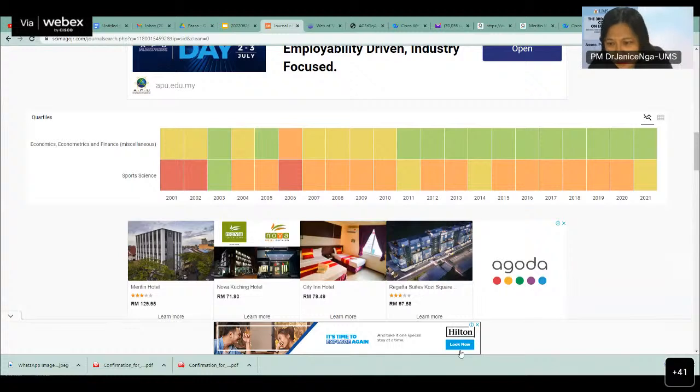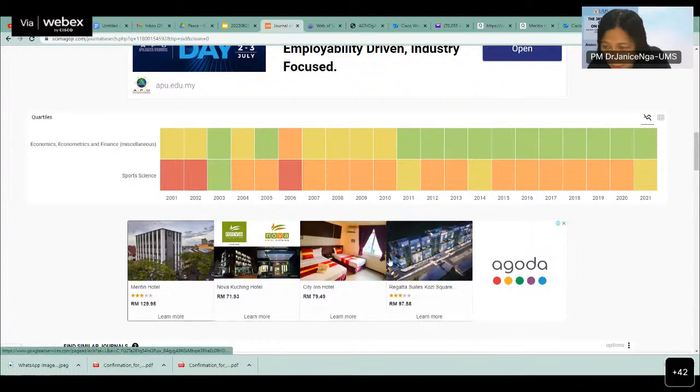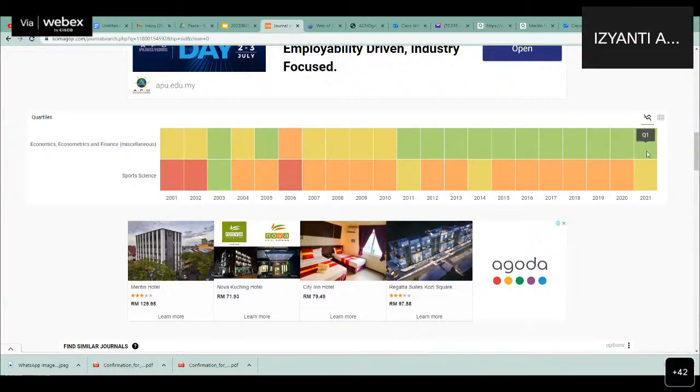One second. I just booked this hotel, that's why it appeared, because I'm going to Kuching tomorrow. Can you see? Okay. Doctor, we can see. Right, okay. Great. Doctor, show them where to see the Q. Q here, you see it here? Scimago is here. Very easy, Scimago. Here, Q1. So this is a Q1 journal.